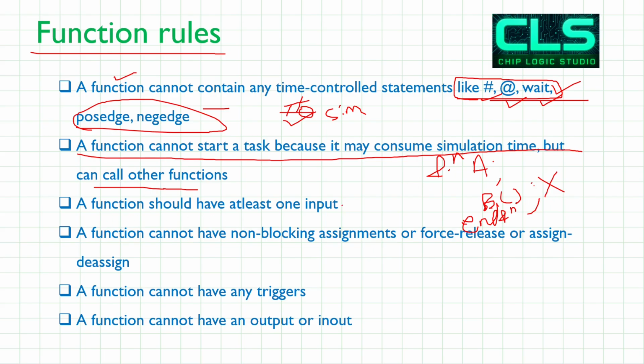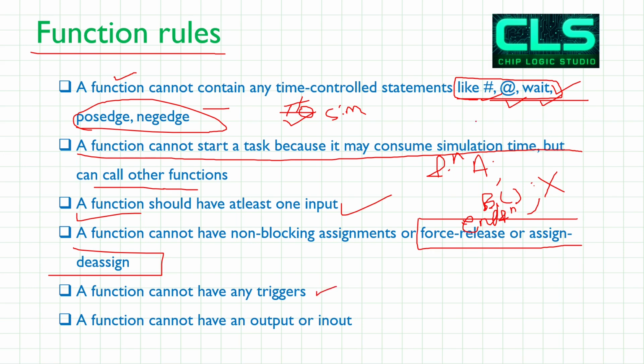A function should have at least one input. The function is doing some process, so it needs some input. A function cannot have a non-blocking assignment, or force, release, or assign, deassign. I will create a video for assign and force release. A function cannot have any triggers, like an always block, at the rate, or any trigger elements like events. Event is also one thing in SystemVerilog which we cannot use inside our function.